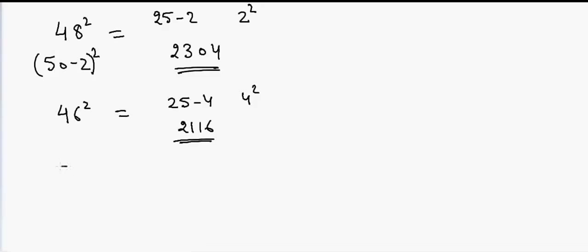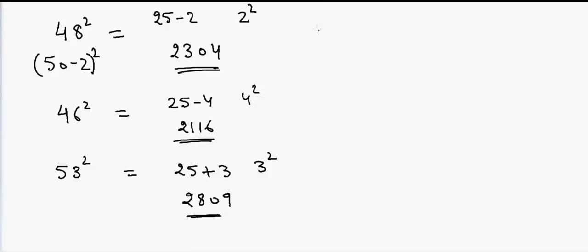Let's take another example. If I have 53 squared, then in this case it will be 25 plus 3 and then 3 squared. So the answer will be 2809.